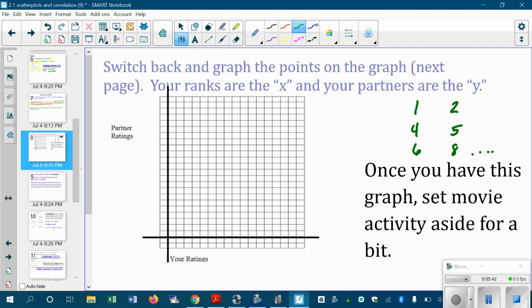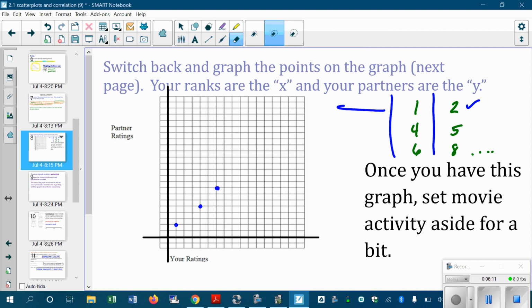Right, so I have my data, and here's the name of a movie, and then 1 and 2. So I would plot that on my grid here as over 1 up 2. That would be this data point. 4, 5 is about there. 6, 8 is here. I brushed my pen against that by accident. Right, so you just plot your dots, however they may be.